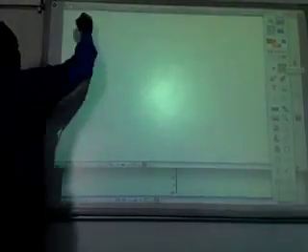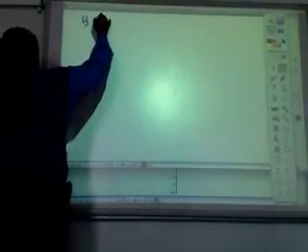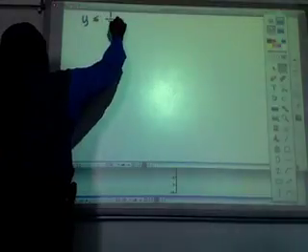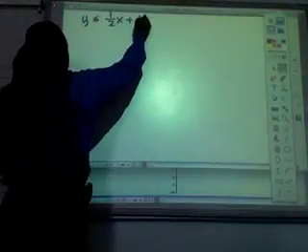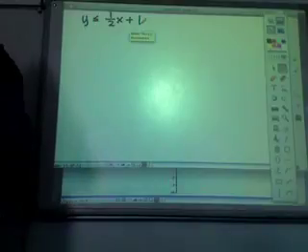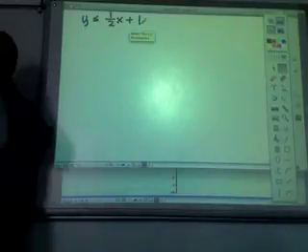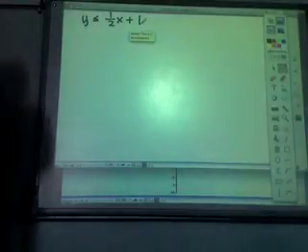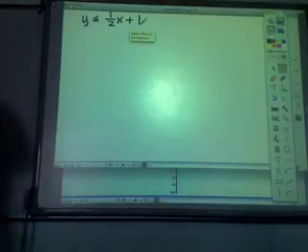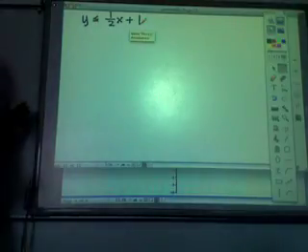All right, let's look at this inequality. y is less than or equal to 1/2 x plus 1. If I wanted to graph this, let's look at our components here. What parts of this inequality do we have in order to help us graph? We have our slope and our constant.